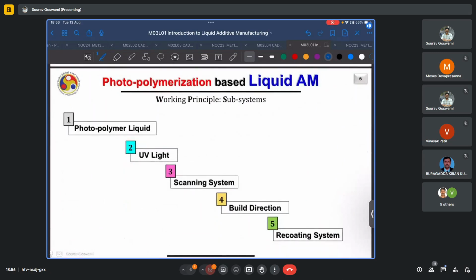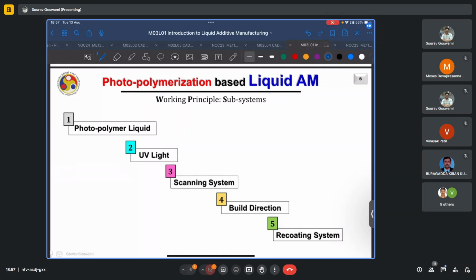There are various subsystems involved in the working principle of such a photopolymerization based liquid AM process. Number one is the type of liquid itself. What are its properties? What amount of energy does it require for polymerization to initiate? Whether it is transparent or not? What is its viscosity? And so on.